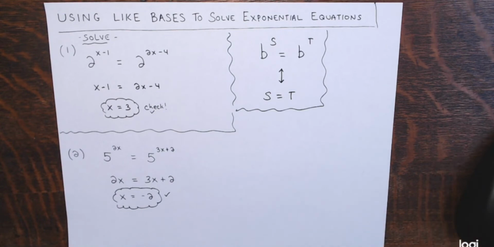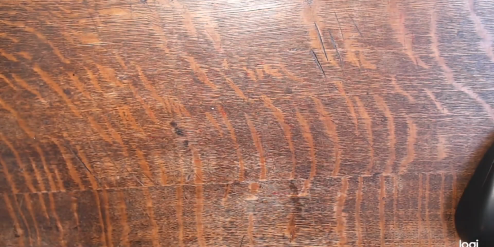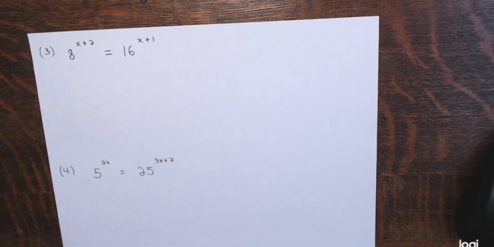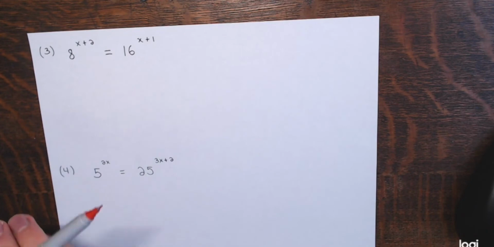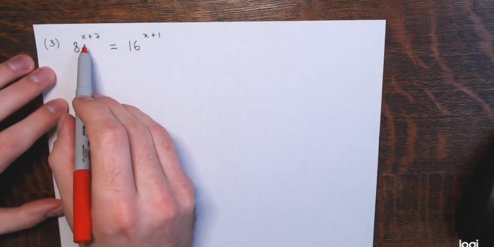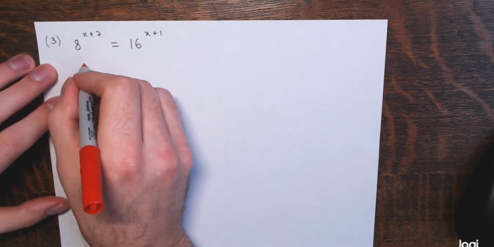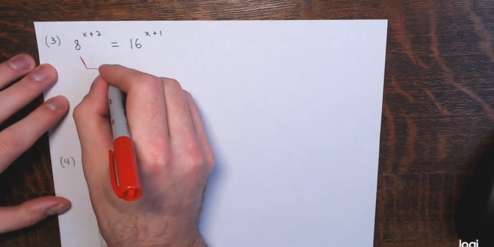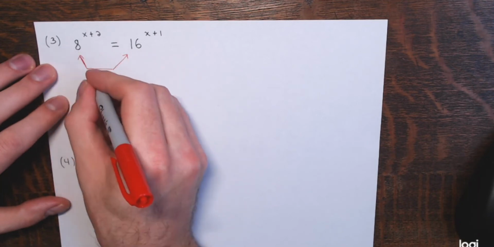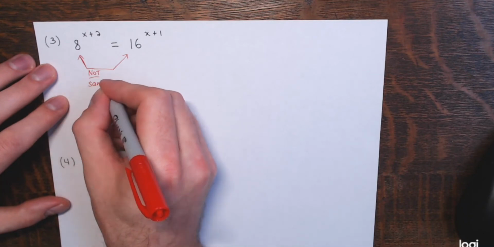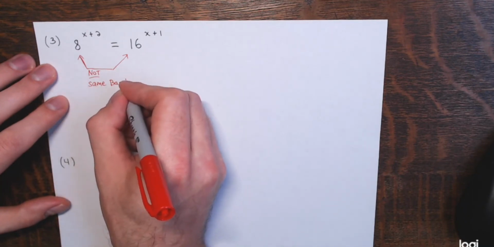Wonderful. All right, now the next page is a little different, because you see now both sides are a single base to a single power, right? 8 to the x plus 2 power equals 16 to the x plus 1, but they do not have the same base. The left side has a base of 8, the right side has a base of 16.